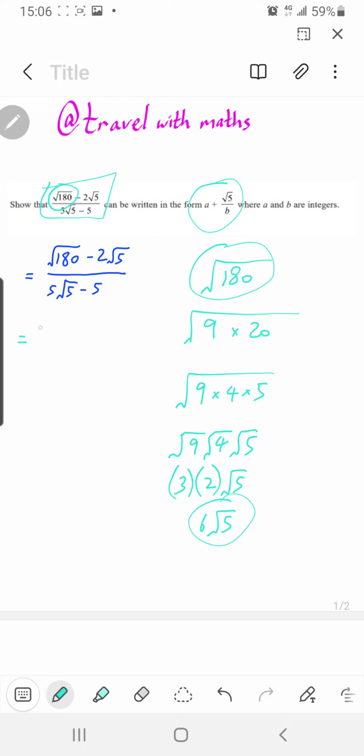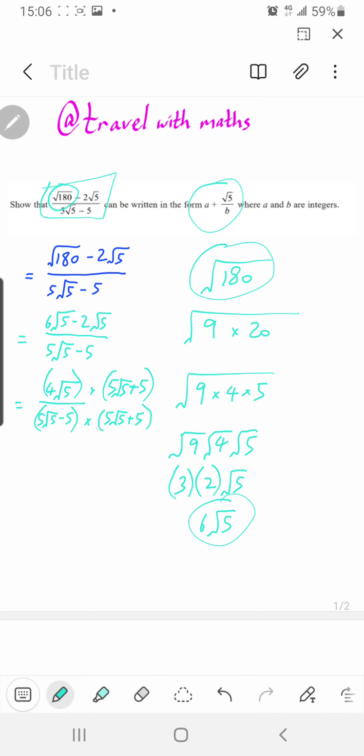Okay, so we rewrite this as 6√5 minus 2√5, and we have 5√5 minus 5 here. Now 6√5 take away 2√5, they're like terms, so you can actually subtract them, so you're left with 4√5 here. So for 5√5 minus 5, you must multiply the above and below expression by 5√5 plus 5.